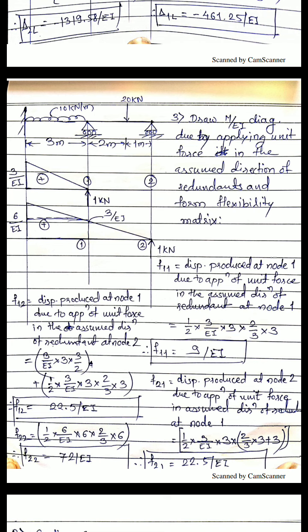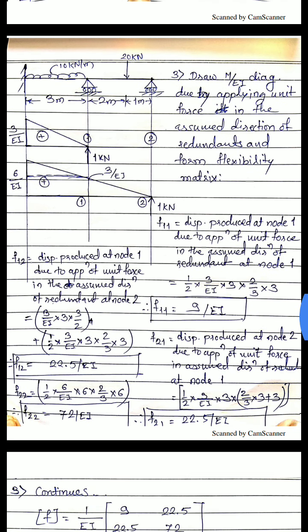So for the flexibility matrix we have seen, we have assumed only two redundants over here. That means this particular matrix will be a square matrix with 2 by 2 ordinates. So it will have only 4 coefficients, 4 elements. How will you calculate them? Let us say F11, F12, F21 and F22.